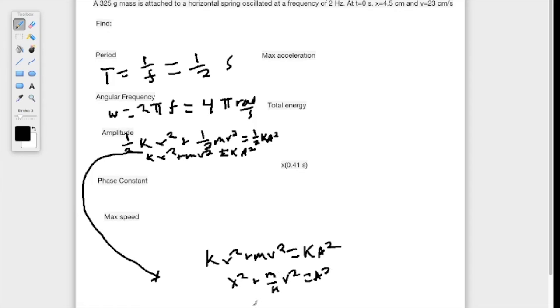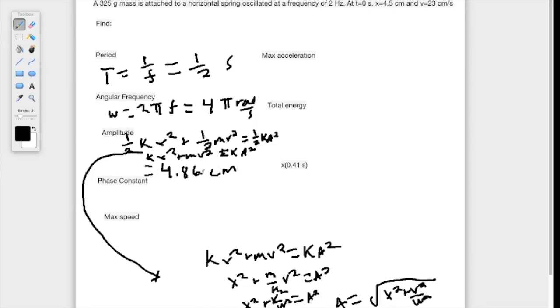Well, m over k is just 1 over omega squared. So x squared plus v squared over omega squared is equal to a squared, and then a is just equal to the square root of x squared plus v squared over omega squared. And then when you plug everything in, you should get an answer of about 4.86 centimeters.